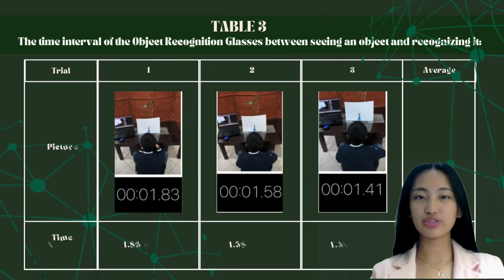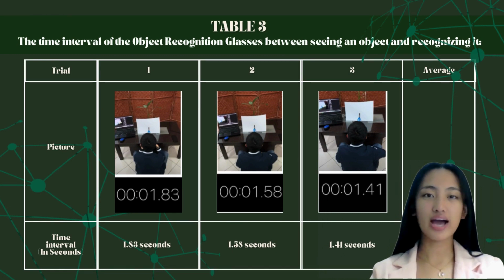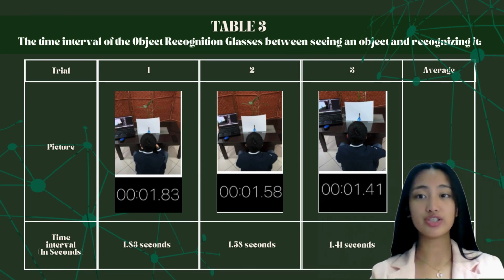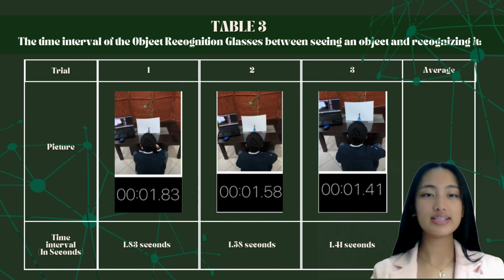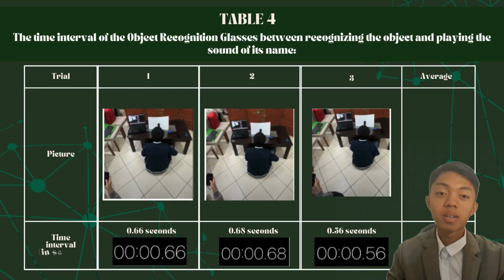Table 3 shows the time duration from seeing to recognizing the object using a stopwatch. In the first trial, the camera recognizes a pair of scissors with a delay of 1.83 seconds. 1.58 seconds for the second trial, and lastly, the third trial was recognized for 1.41 seconds with an overall average of 1.61 seconds.